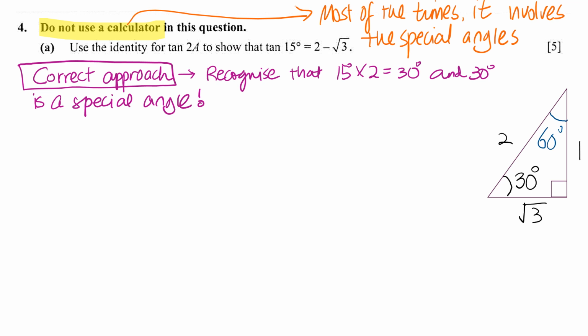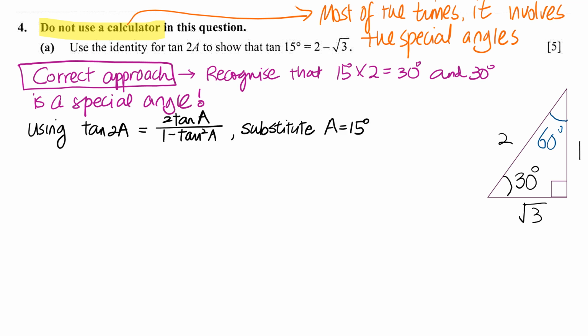Right, so with that, you can draw your right angle triangle and find the adjacent side using Pythagoras theorem, and that is square root 3. And from there, we can see that tangent 30 is 1 over square root 3. So we can substitute A to be 15 degrees, so that 2 tangent 15 over 1 minus tangent squared 15 equals tangent 30, which is 1 over square root 3.